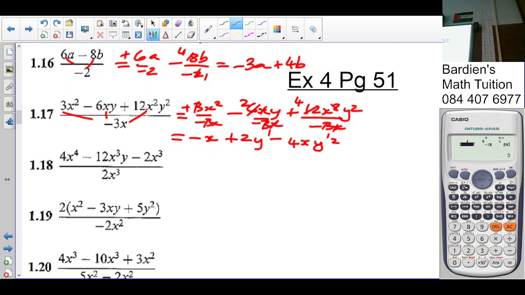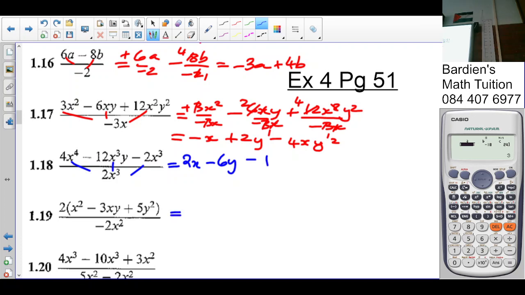The next one. 2x minus 6y minus 1. You all got that? Okay. So 4x to the power 4 over 2x cubed is going to give us 2x. Negative 12x cubed y over 2x cubed will be negative 6y. And negative 2x cubed divided by 2x cubed is going to be negative 1.